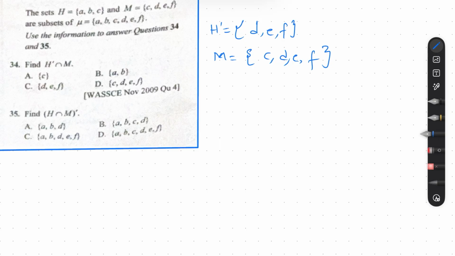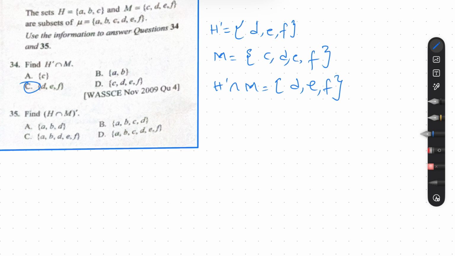So let's write H complement intersection M. We have D here and D here, so D goes. We have E here and E here, so E goes. And then we have F here and F here, so F goes. That is the end of our set. So D, E, F is our answer. Do we have D, E, F in the options? Yes, D, E, F is option C. So our answer is C.